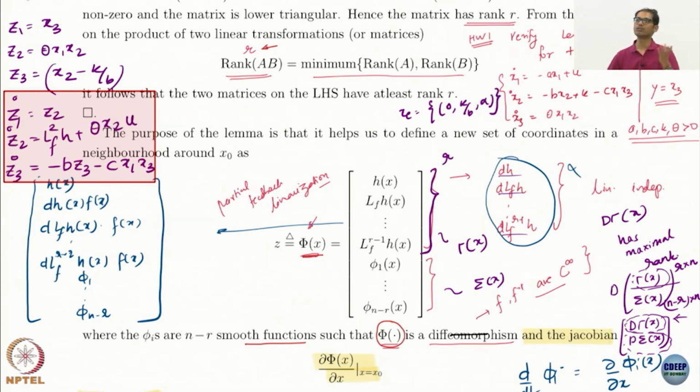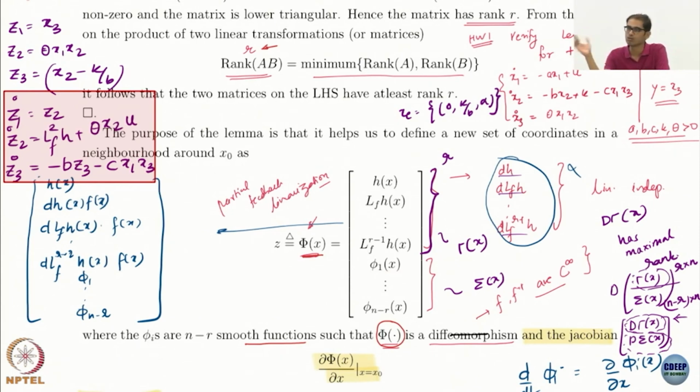Basically it means that I should be able to seamlessly move from one set of coordinates to the other set of coordinates. If I say this system is stable in these coordinates, it cannot be unstable in those coordinates. Everything has to be identical. Controllable in this, controllable in this. Stabilizable in this, stabilizable in this. Observable in this, observable in this. So that all properties are identical. Basically, the equivalent of a similarity transformation in linear systems. Similarity transformation in linear systems is accomplished by diffeomorphism in nonlinear systems. Okay, so that's how you choose the phi 1 to phi n minus r, that is, the rest of the coordinates.